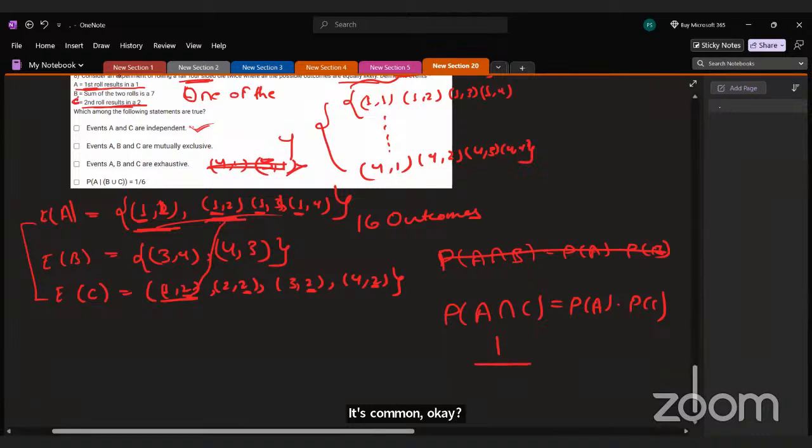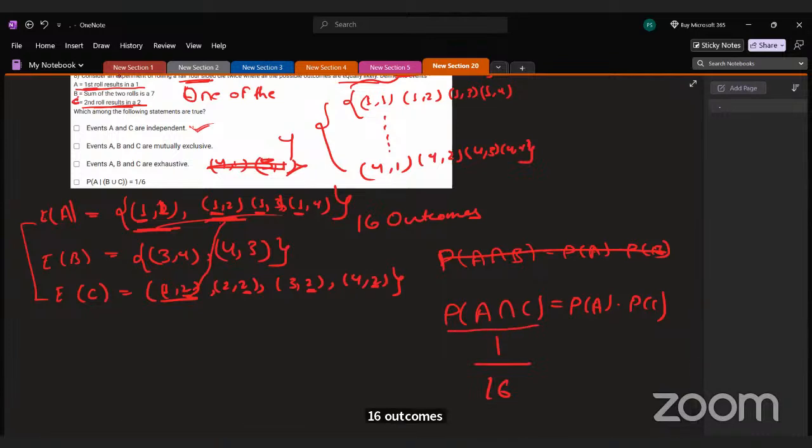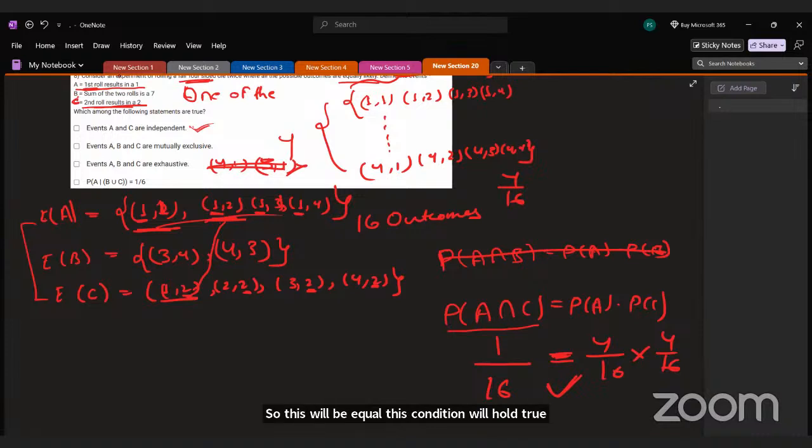Probability of intersection. In total, we have got 16 outcomes. What is the probability of A? That is 4 by 16. And probability of C is 4 by 16. So this condition will hold true. Yes, so the first option is right. Now for the second option, just wait a second.